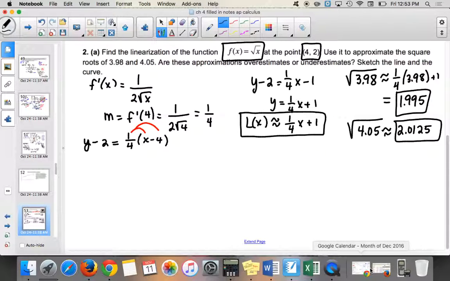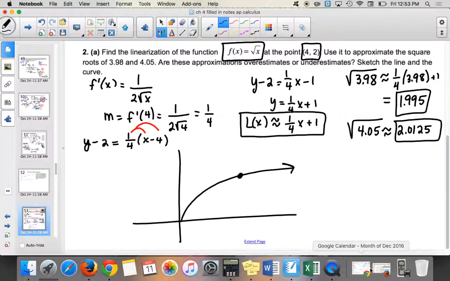All right, so are these approximations overestimates or underestimates? So do you guys know how we find out if it's an over or an under? Okay, no, I'm not actually finding the square root. I'm using the linear approximation. So here's what we did. Basically we have a curve, the square root function, right? And at a point, 4, 2, we're finding the equation of the tangent line.